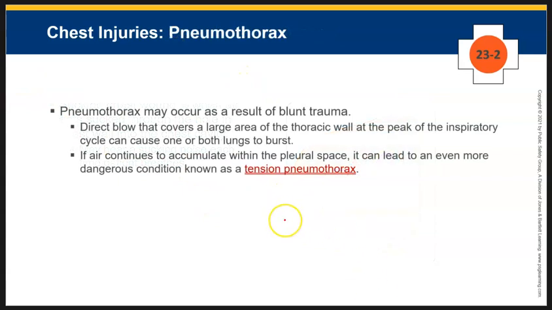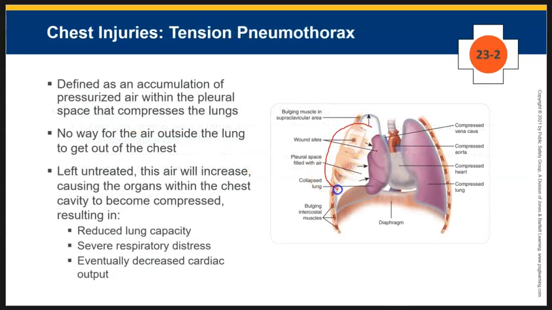Now, in the case of blunt trauma, we can also lead to a pneumothorax. If you have a direct blow covering a large area of the thoracic wall, you can have a break in the lungs, bursting in the lungs, and that will allow air to accumulate in the pleura. If the air continues to accumulate, we end up with a tension pneumothorax. That is pressurized air, the tension piece in the pleural space compressing the lungs. There's no way for the air outside the lung in this space to exit because it's closed, and if left untreated, we're going to actually get displacement of the mediastinum. We're going to cause the organs in the chest to become compressed, and again, reduced lung capacity.